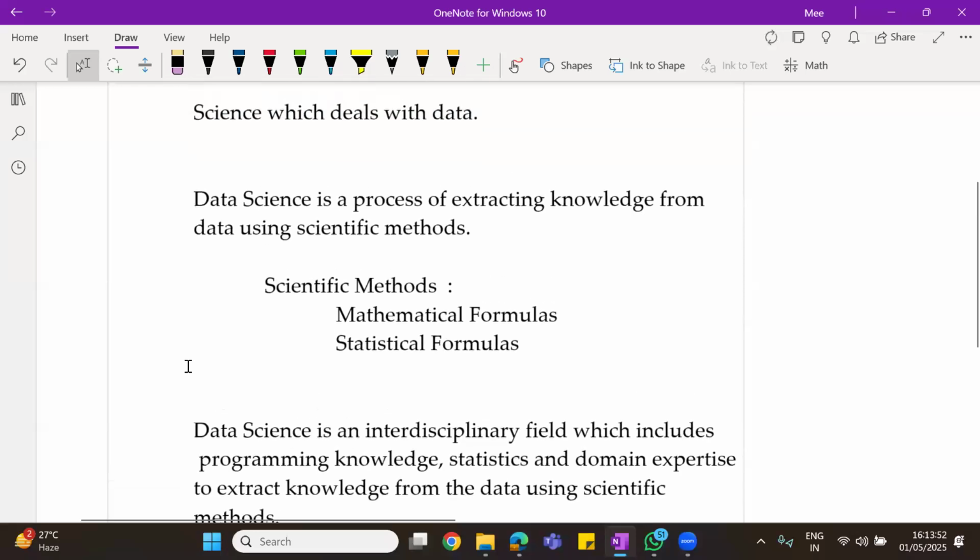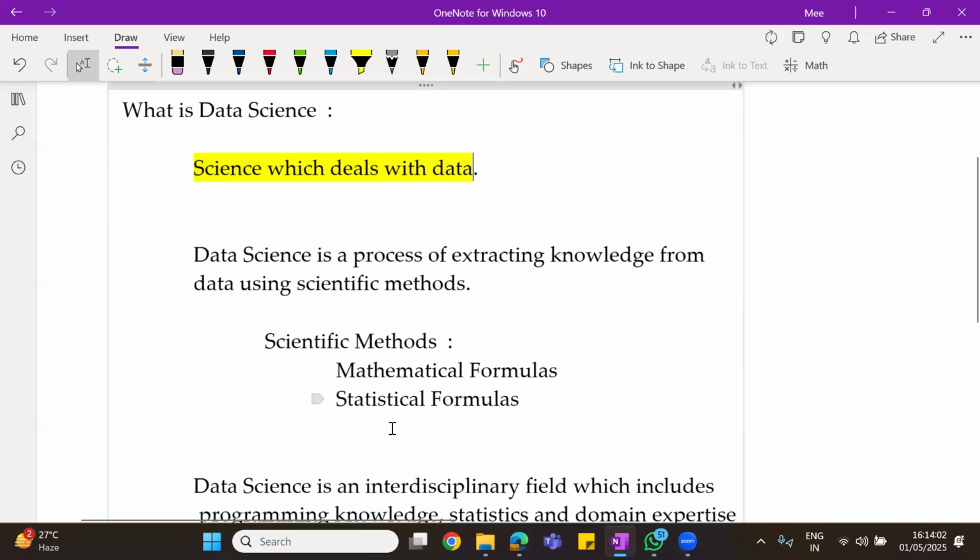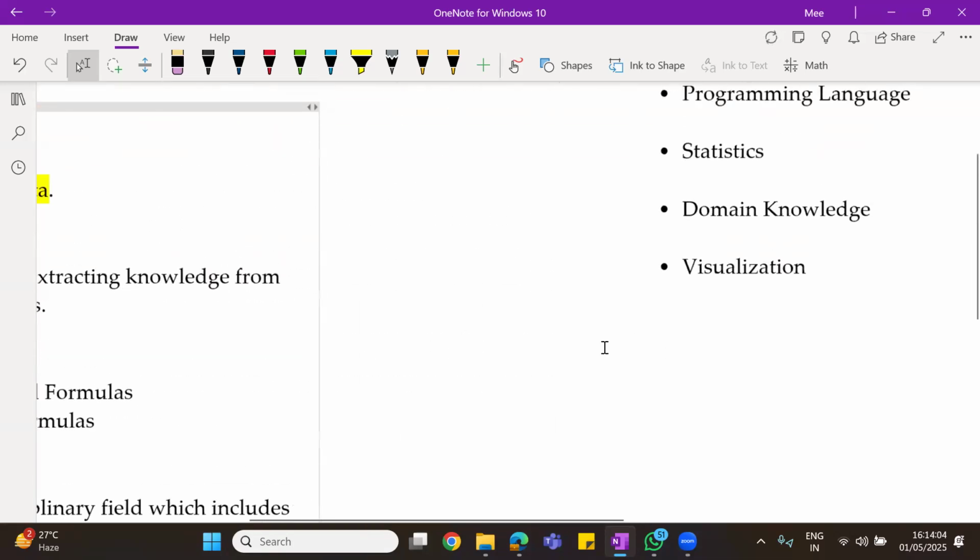Now, these are the three different definitions. First one is very, very simple: science, which deals with data. I'm going to explain this, and then I'm going to explain this. And this one I just told you.